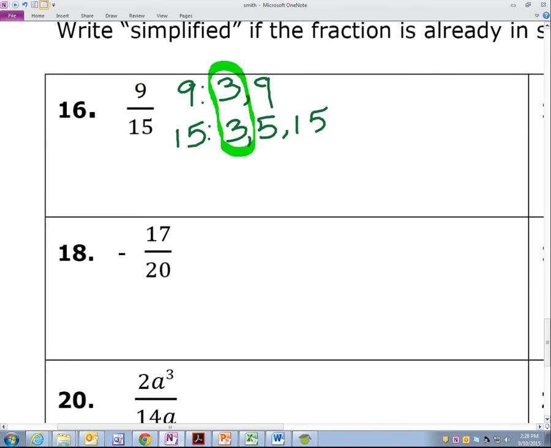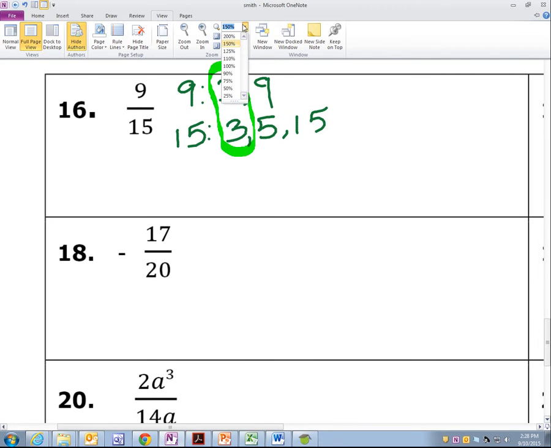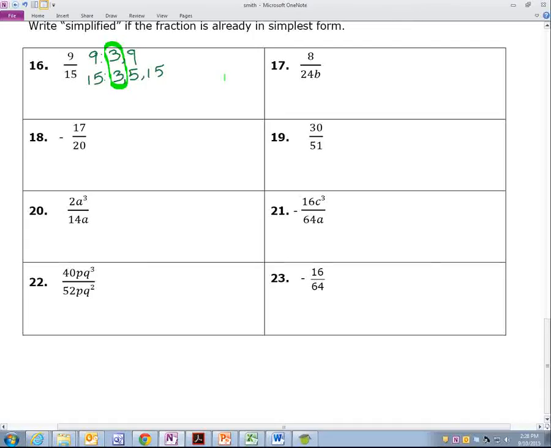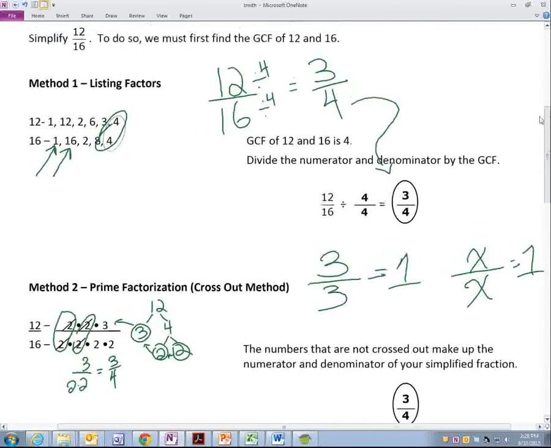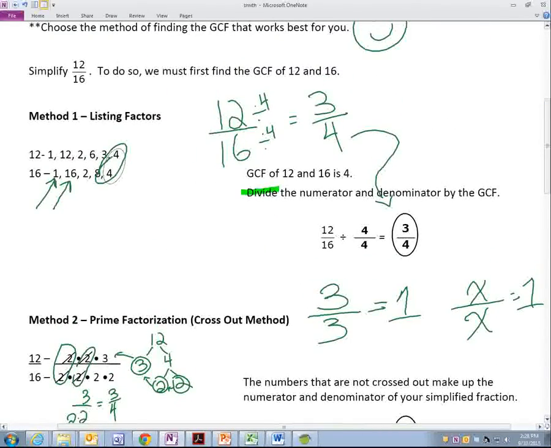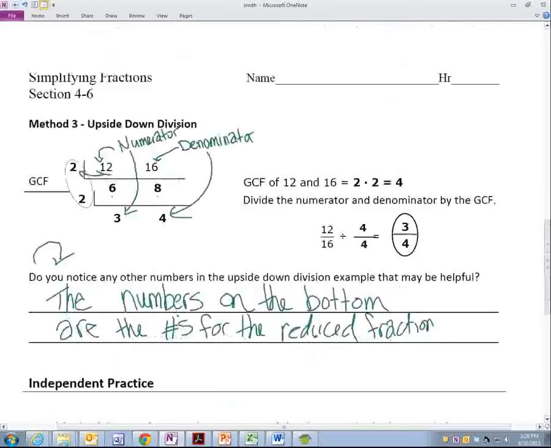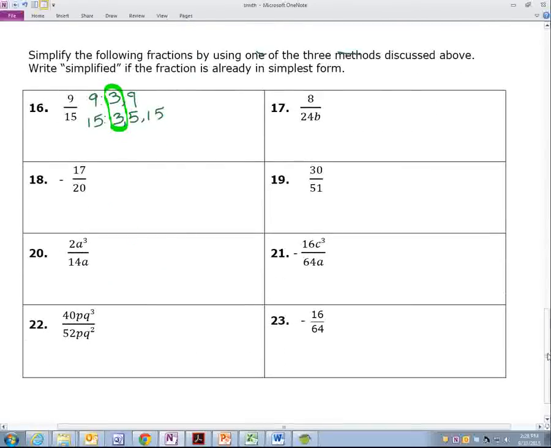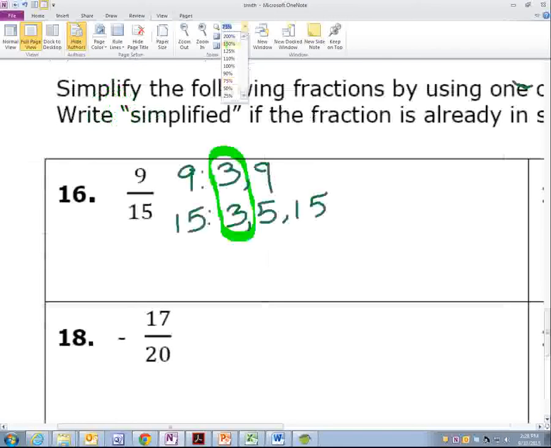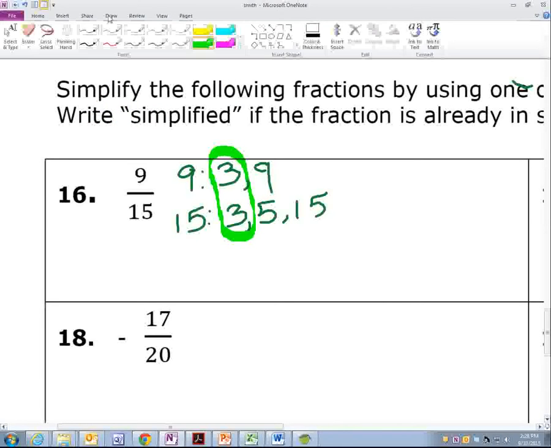So I'm going to circle what my GCF is. 3. Now what do I do? I don't know what to do. I'm going to verify. I'm going to act like I'm doing my homework tonight. I'm going to go back to my notes and find listing. It says, divide the numerator and the denominator by the GCF. We found the GCF to be 3, so I'm going to divide.